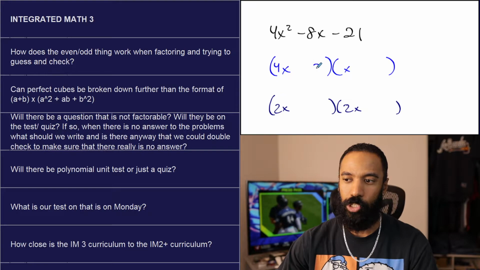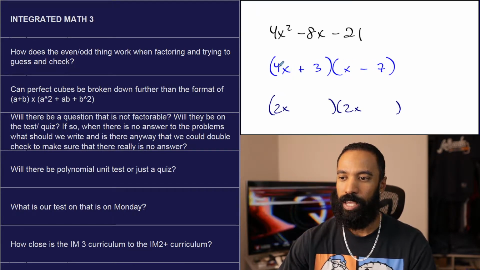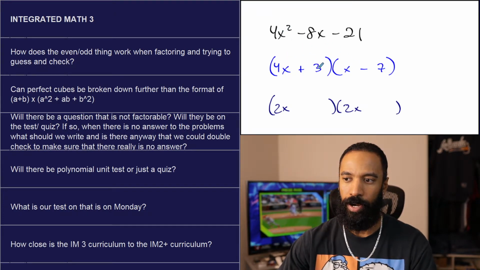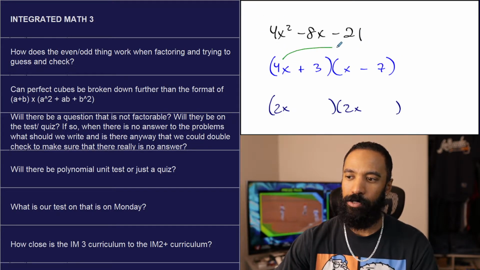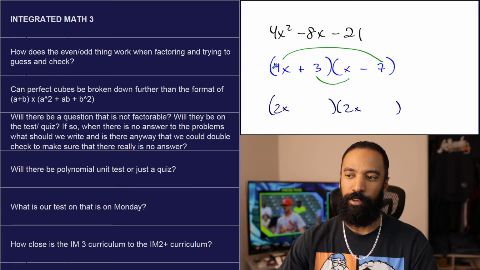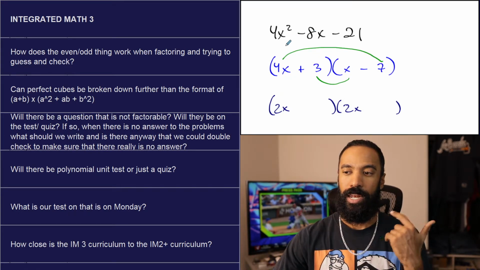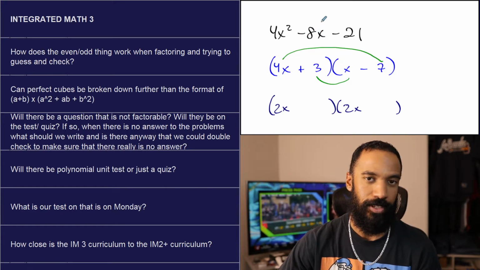But if I guess and check, let's try this. Let's put a 3 and a 7 here with a plus and minus. If I FOILed this thing out, please understand that 4x times x gives me the 4x squared, and 3 times negative 7 gives me negative 21. But I need to really focus on this outside plus inside. 4x times negative 7 is negative 28. 3 times x is 3x. Negative 28x plus 3x is negative 25x. That's not negative 8x, right?